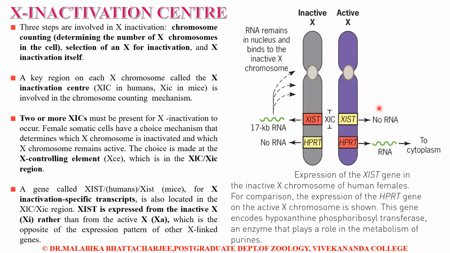So the XIST gene produces this 17 kilobase RNA, and this RNA proceeds to bring about the heterochromatinization. It condenses the inactive X chromosome, therefore silencing all the genes. Exactly how this happens is an interesting phenomenon, and if you want to get into research on sex determination, this is an area that is still open. How the XIST RNA brings about X chromosome inactivation is not fully understood.